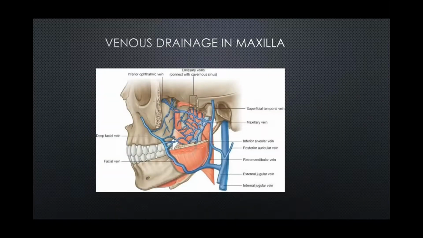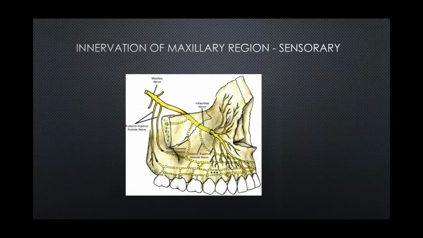Our venous drainage follows our arterial supply, and everything kind of drains backwards into the external jugular vein. As far as nerve division of the maxilla, we know that it comes off of cranial nerve number 5, more specifically the second branch, or the maxillary division. And here you can see it gives off the posterior superior, with anastomosis with the middle and anterior superior, as well as the infraorbital nerve. So that's our anatomy of the maxilla.